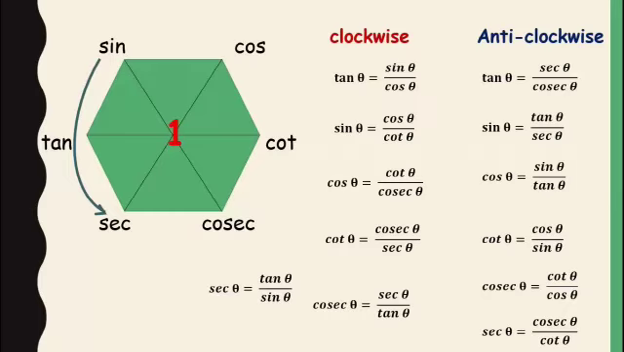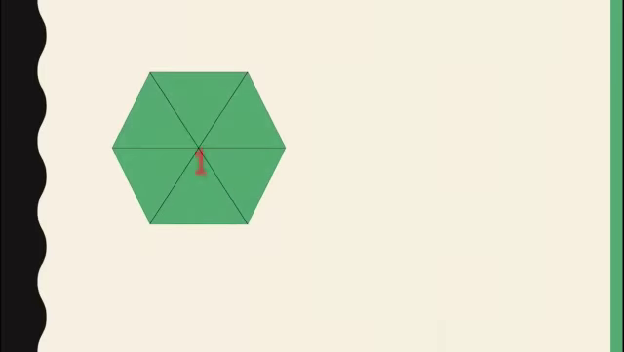Let's draw the super hexagon on a new page. We draw the super hexagon and write a 1 in the center. Tan is equal to sin by cos, cot opposite to tan.